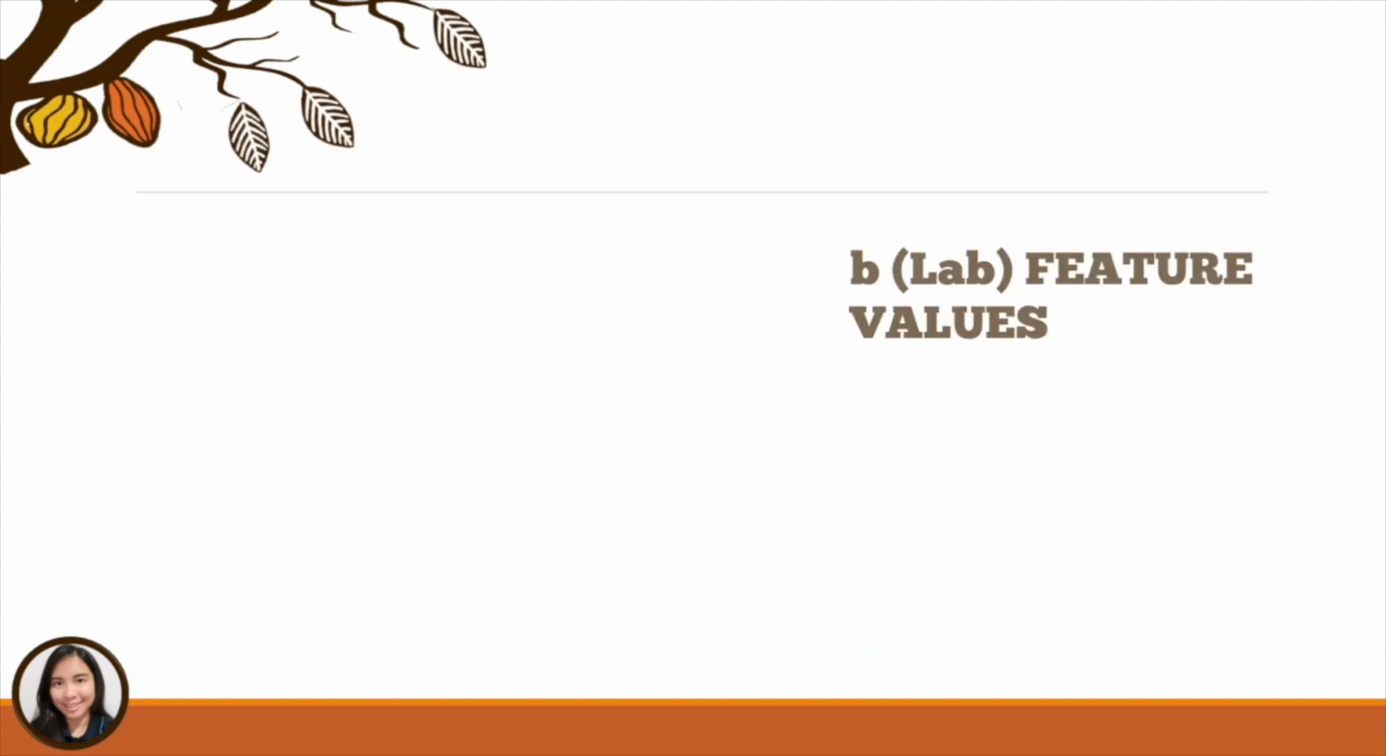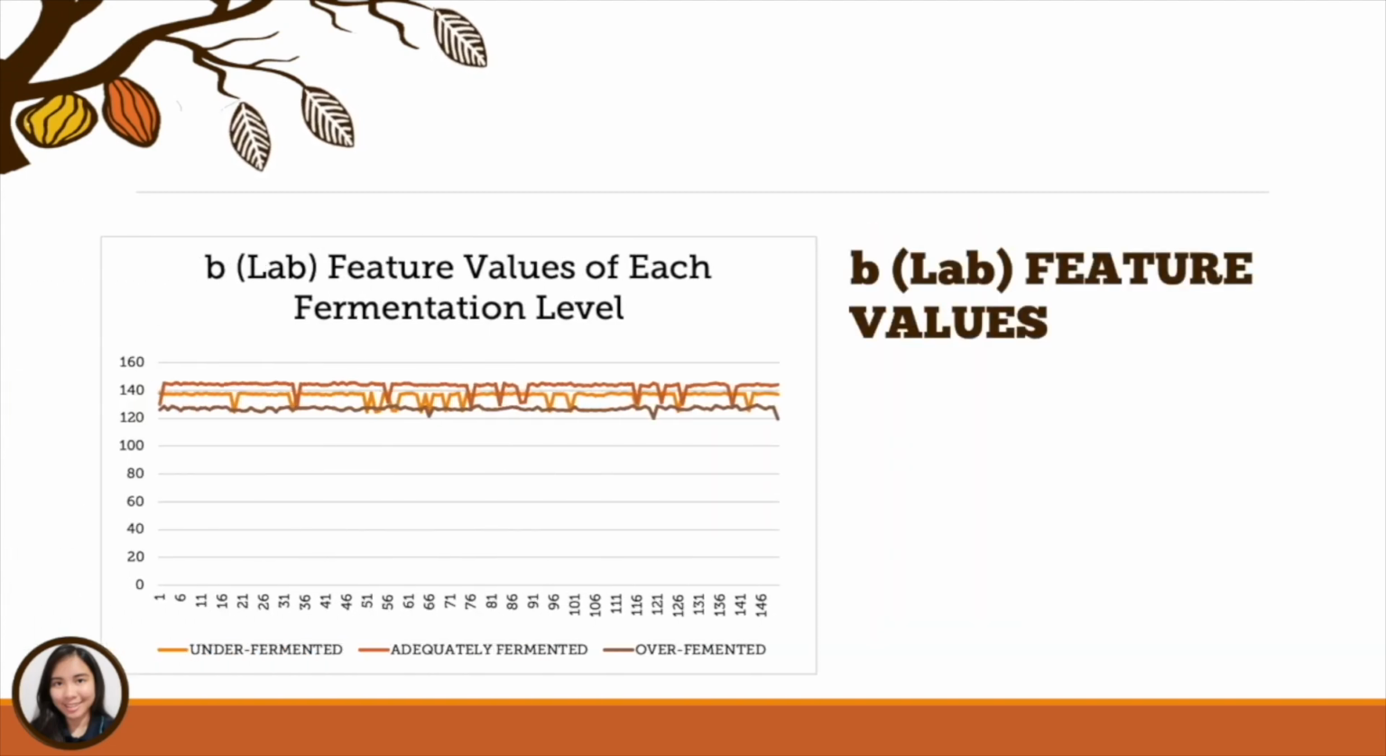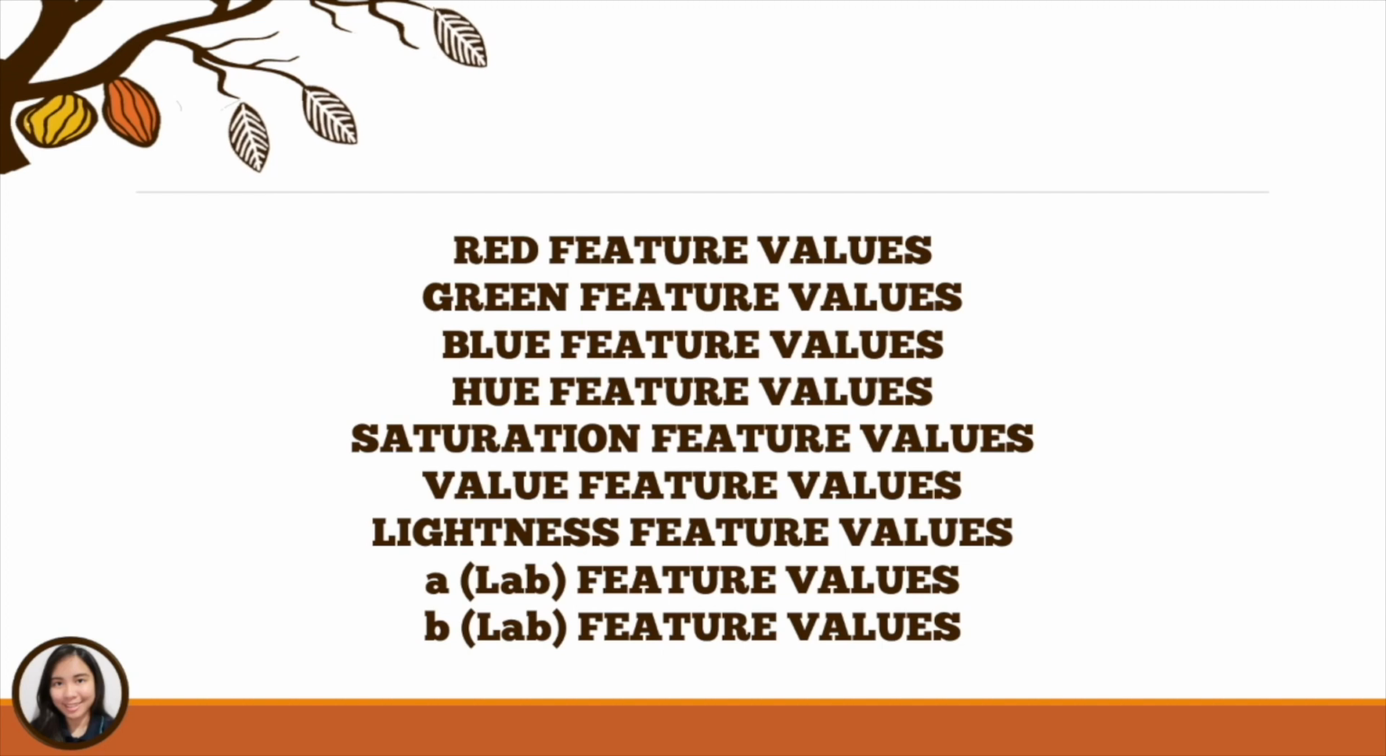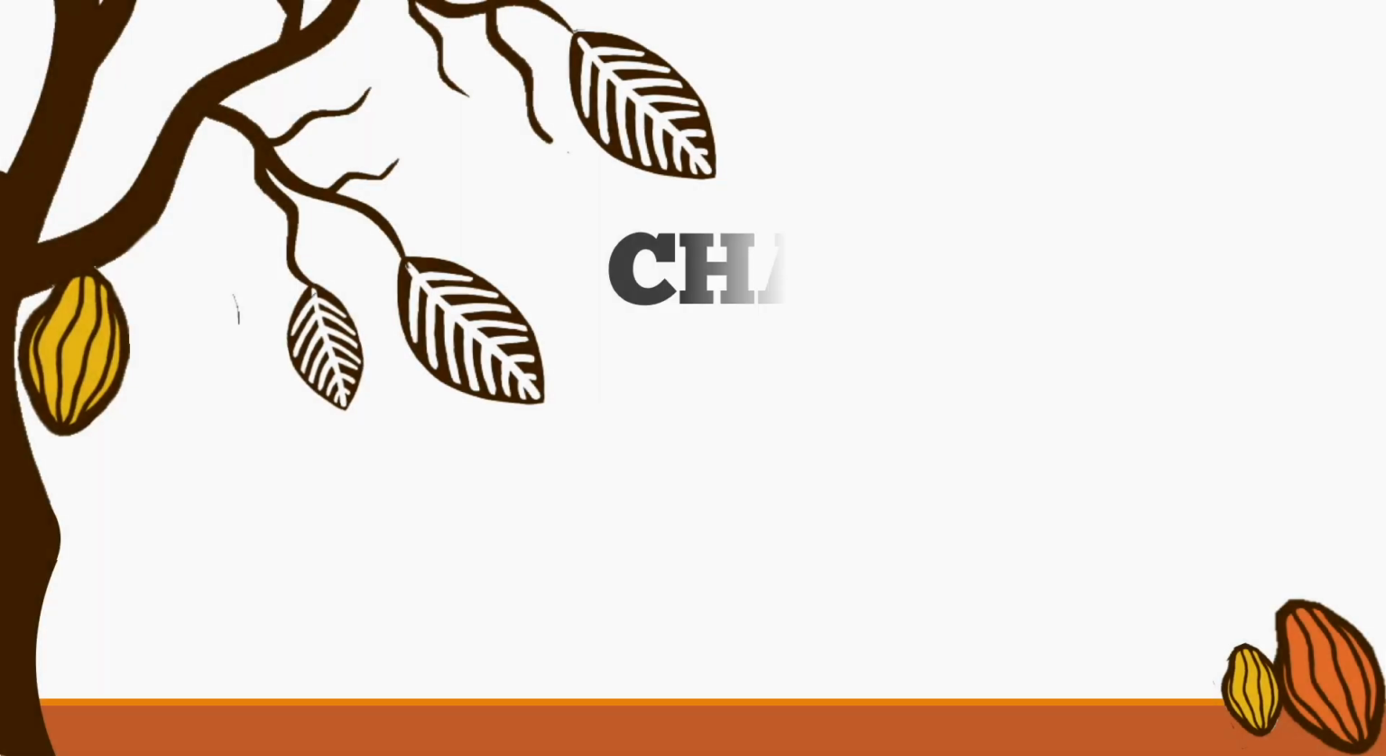Despite some overlapping data among the classifications, the system is still able to characterize the beans through the established average values in the data patterns as shown. All in all, the 9 extracted features from the captured image samples have allowed the group to develop a model that is capable to effectively distinguish each fermentation classification based on its external color characteristics.